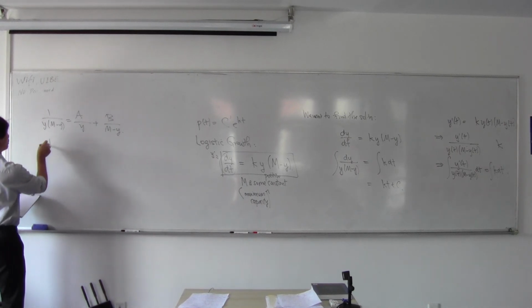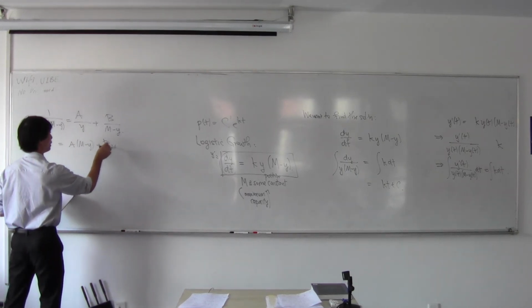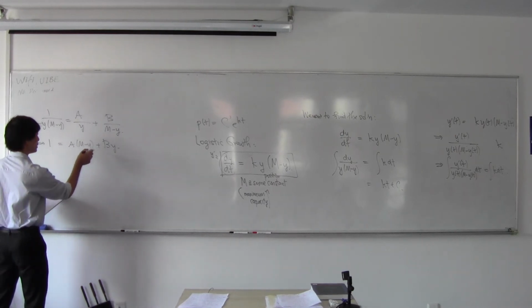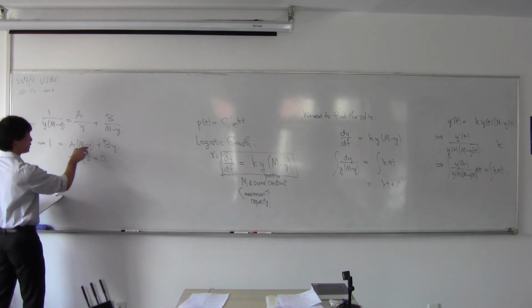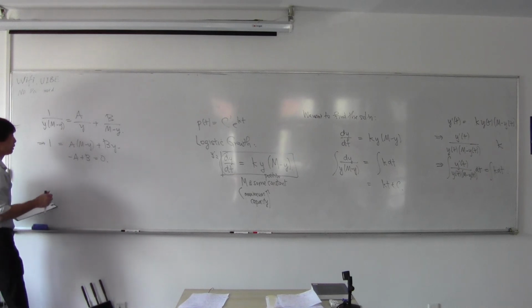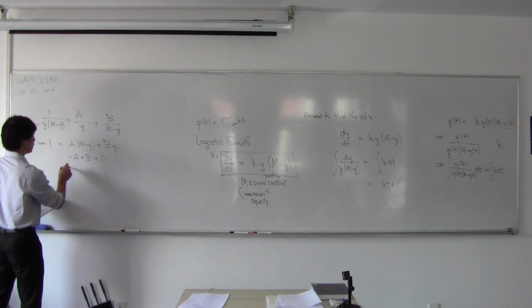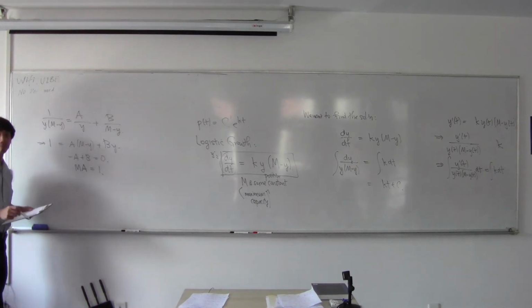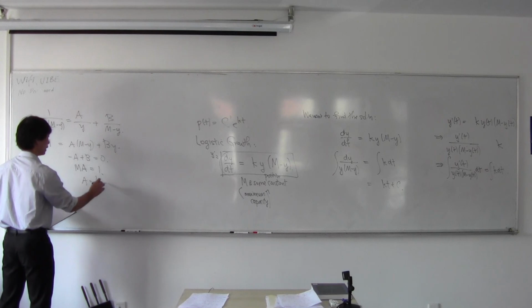So 1 is going to be a times (m minus y) plus b times y. If you look at the coefficient of y, negative a plus b equals 0. And you also see that m times a equals 1. So a is 1 over m, and b is also 1 over m.